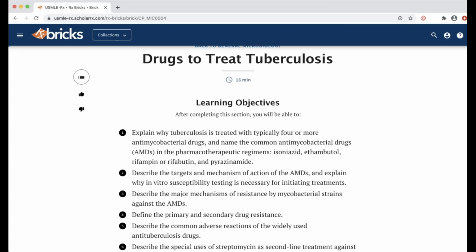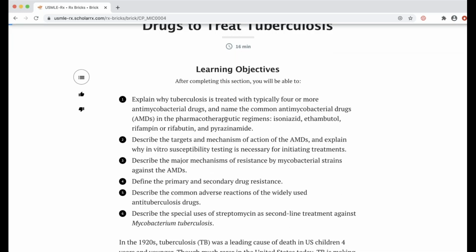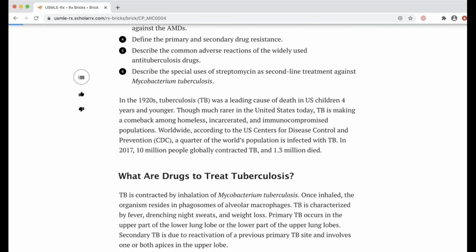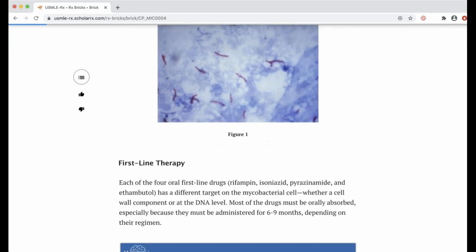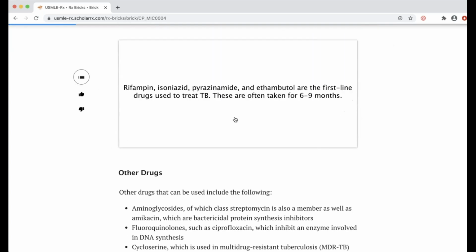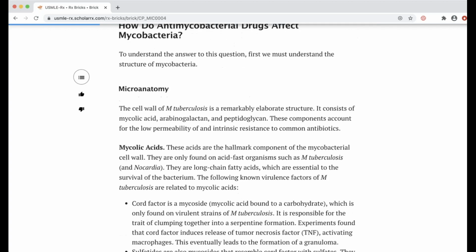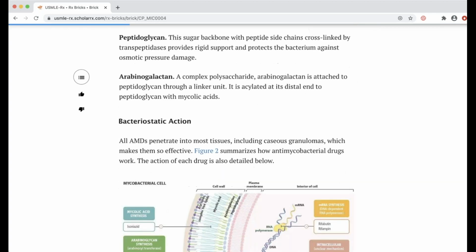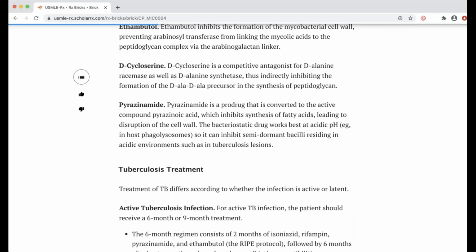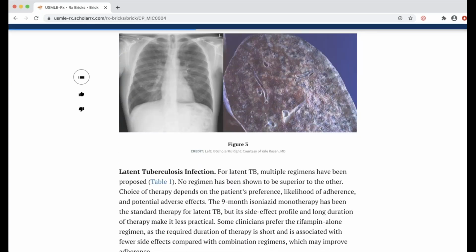As you can see here, we have the learning objectives on drugs, how to treat TB. These are what you should be able to know and explain once you finish this brick. Then we get into the review of the content. We have some mnemonics here for you guys. As you keep going, we've got some flashcards as well, some quick questions, explanations as well. And as you start to review this content and get towards the end, you'll even see some clinical correlations.